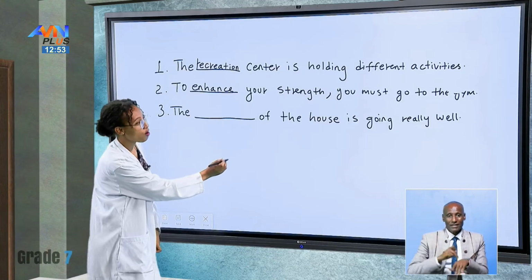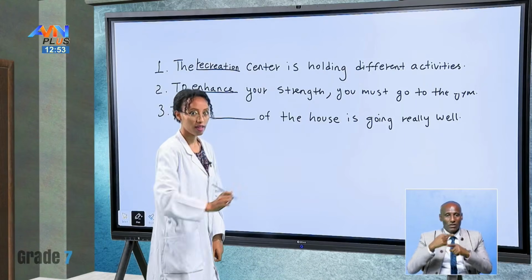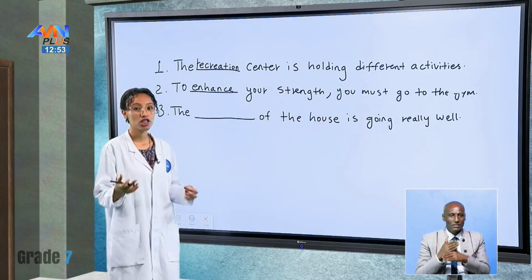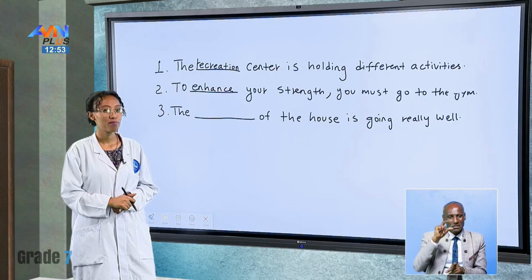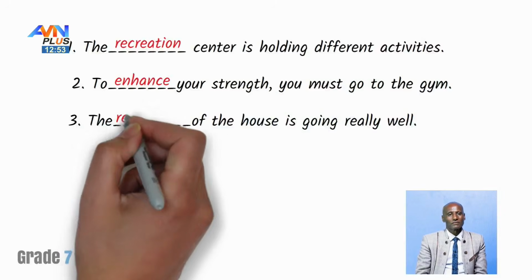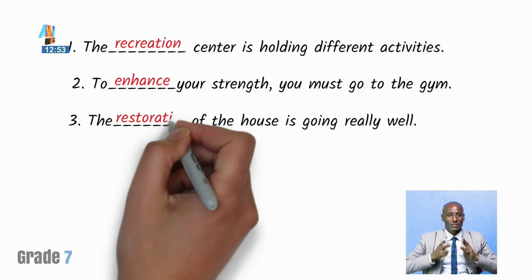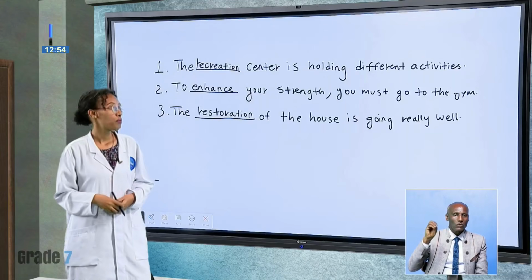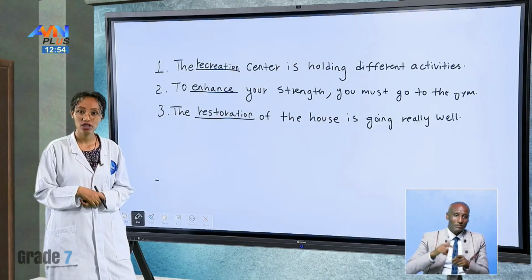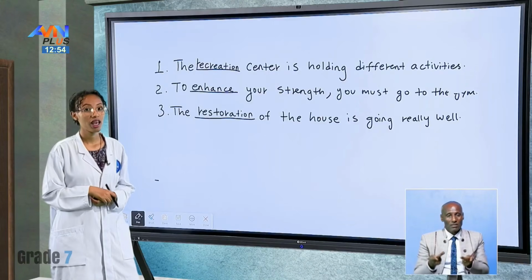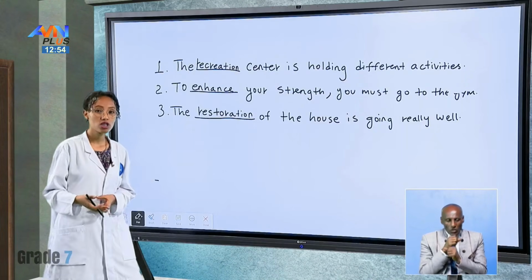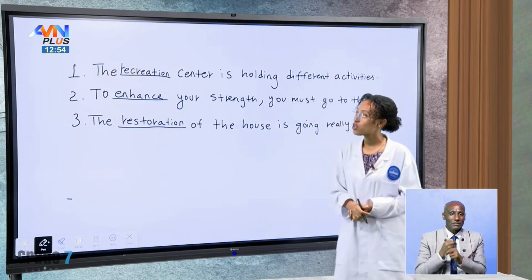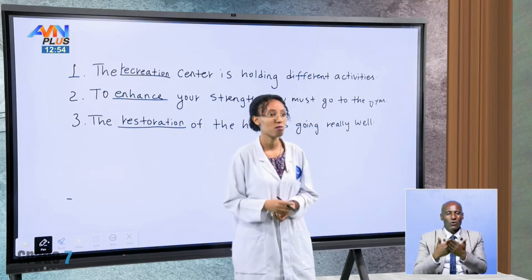What about the last one? The dash of the house is going really well. Again, earlier we talked about construction and how people in the construction use a certain word. If you remember that, it is what? Restoration. The restoration of the house is going really well. Restoration is what? Bringing back something to its original state. So restoration meaning the house was very old, so the construction workers are doing really well to bring this house to its natural state. So these are all the vocabulary we're going to see today.